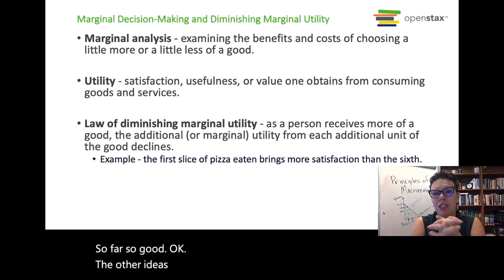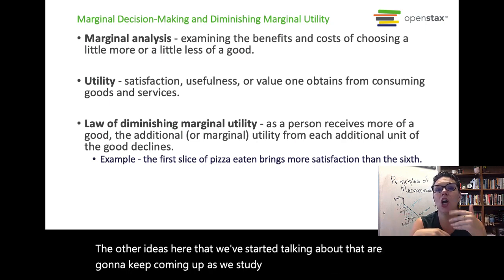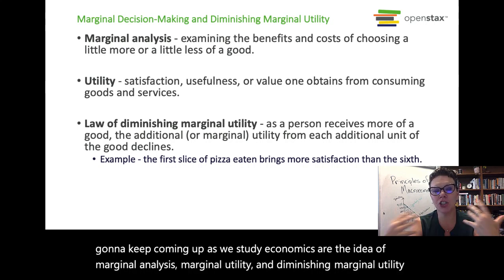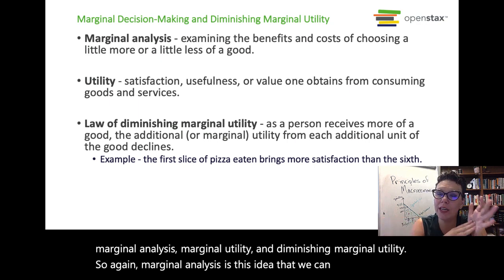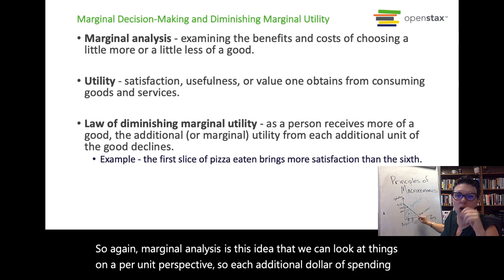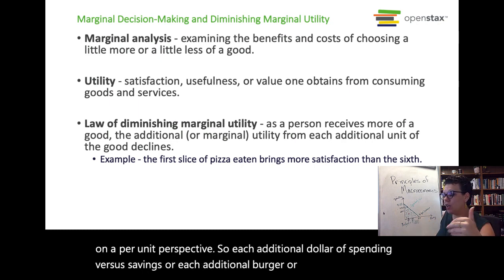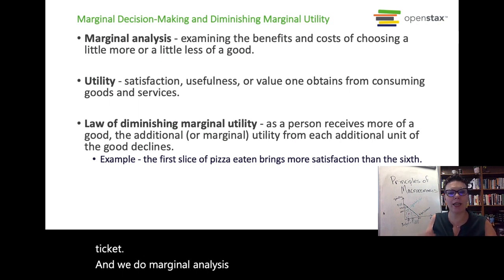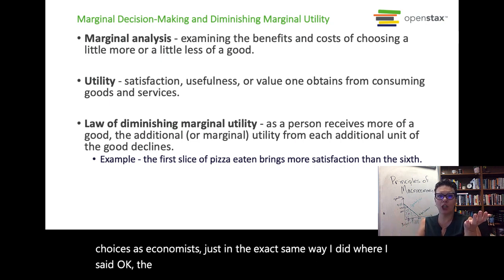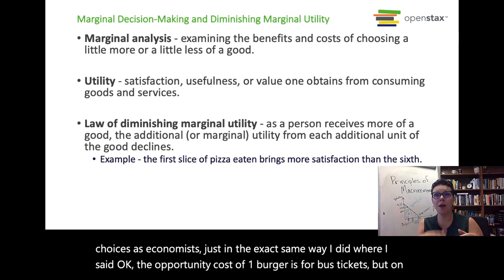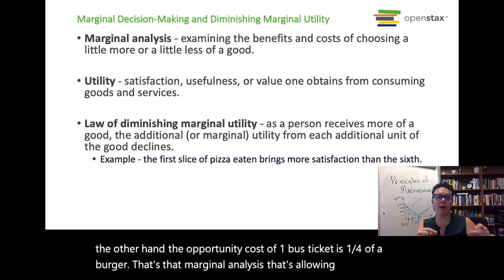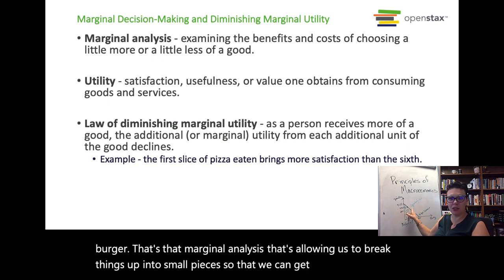The other ideas here that we've started talking about that are going to keep coming up as we study economics are the idea of marginal analysis, marginal utility, and diminishing marginal utility. So again, marginal analysis is this idea that we can look at things on a per unit perspective. So each additional dollar of spending versus savings, or each additional burger, or each additional bus ticket. And we do marginal analysis so that we can mathematize these choices as economists, just in the exact same way I did, where I said, okay, the opportunity cost of one burger is 4 bus tickets, but on the other hand, the opportunity cost of one bus ticket is 1/4 of a burger. That's that marginal analysis. That's allowing us to break things up into small pieces so that we can get incremental analysis through there.